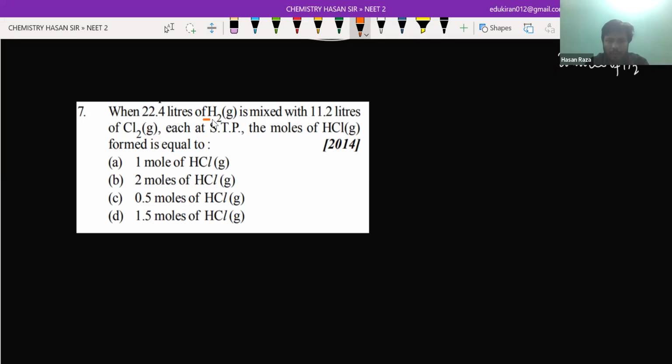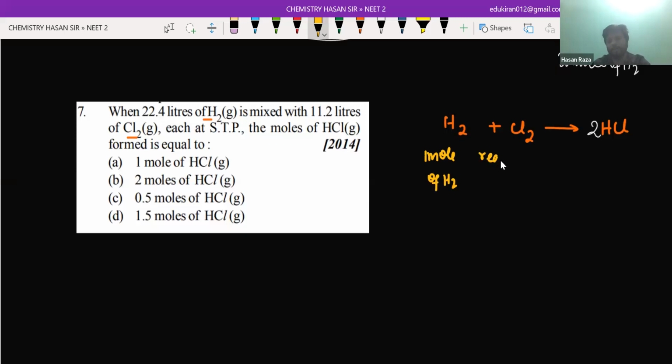First of all, H2 is mixed with Cl2. The moles of HCl formed. You know that if you mix H2 with Cl2, then HCl will form, right? Now you need to balance it. Two hydrogen on the left, one hydrogen on the right. So 2 HCl it will be. Now it is balanced.